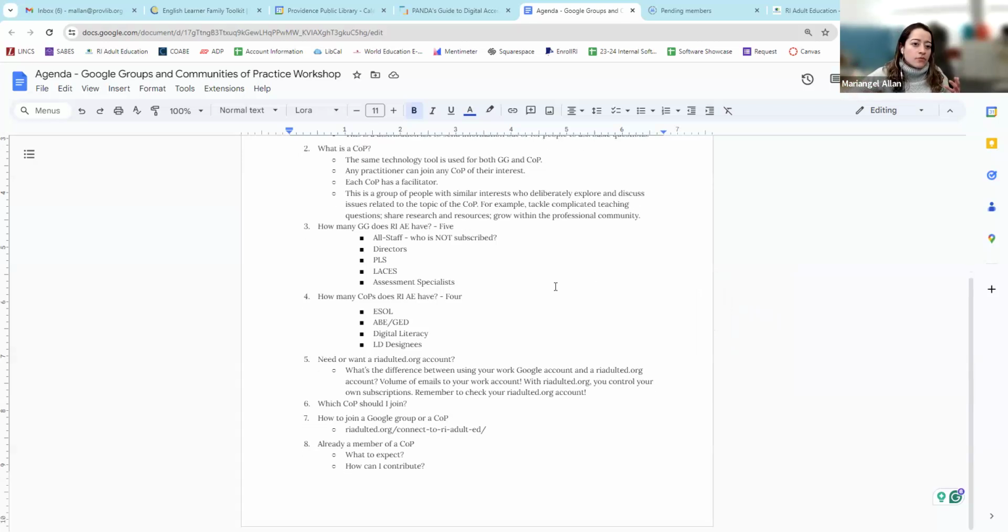So we have so far 5 Google groups in the state, and those are the all staff that all practitioners should be members of. We have the directors Google group. It's obviously for the program directors, PLS, LACES, and assessment specialists. So that's 5 Google groups.